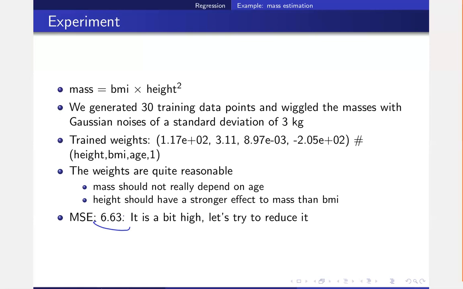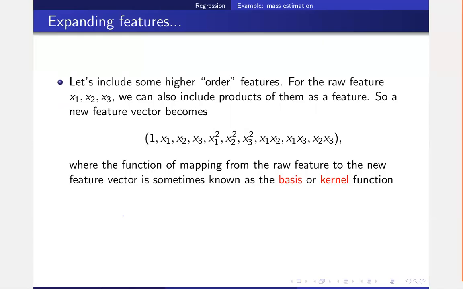So something very simple is I may extend my features, right? The original features are the BMI, the height, and also the age here. So let me not just consider the features themselves, but also the products and the second order of the features. I include also the height square, the age square, and so forth, and also the product of height and age, and so on.